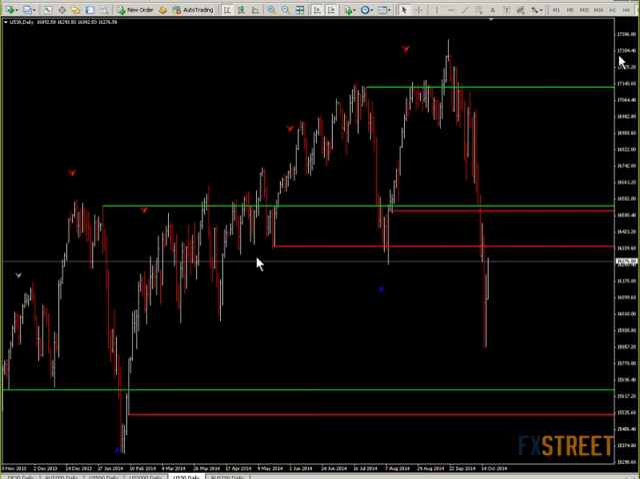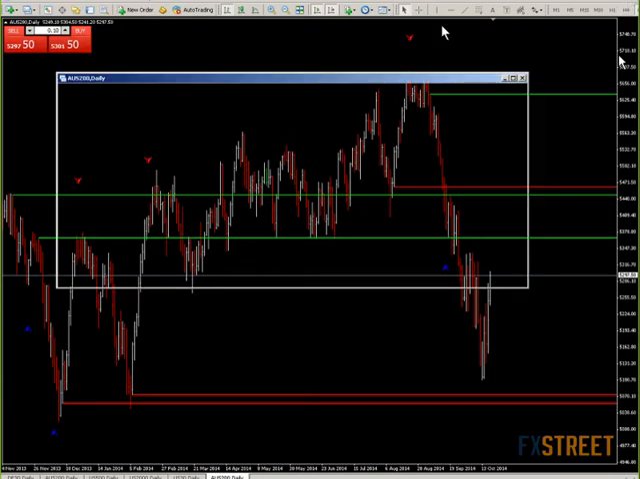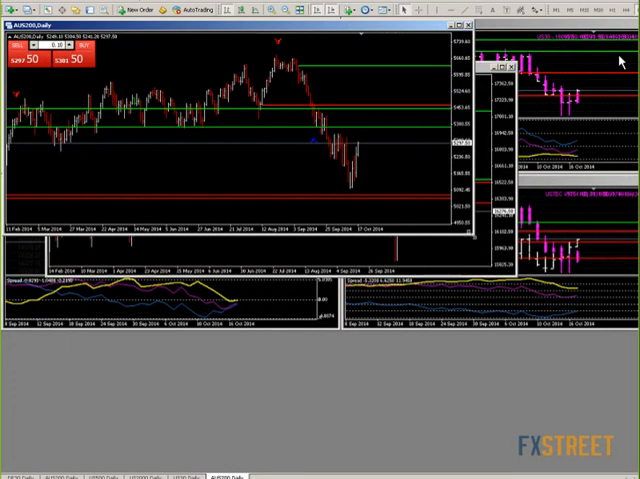Maybe it's the ratios. So what happened was we got that big move down through here, whereas the ASX had already made that move. So let me see if I can show you that on a different scale.